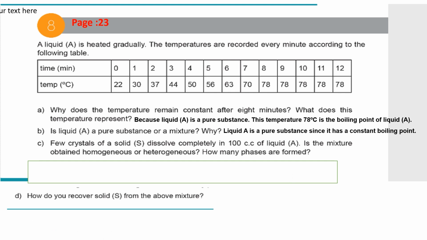Few crystals of solid S dissolve completely in 100 cc of liquid A. Is the mixture obtained homogeneous or heterogeneous? How many phases are formed? Solid S dissolves completely. So the components are uniformly distributed throughout the mixture, right? So it is a homogeneous mixture. How many phases are formed? One phase. So the mixture is homogeneous since the crystals dissolve completely and one phase is formed.